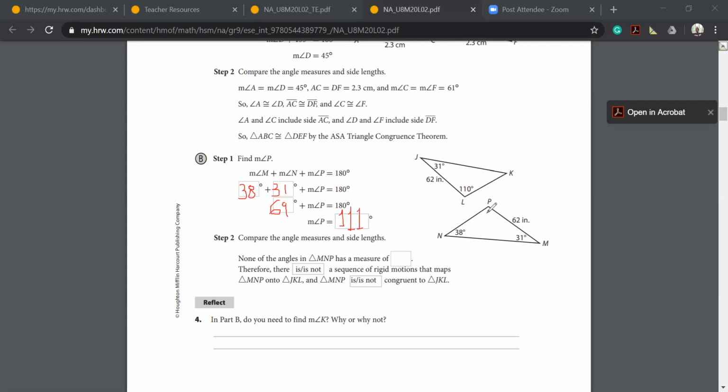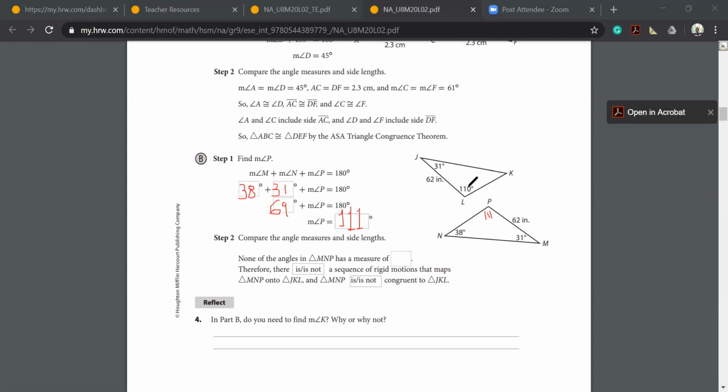So the angle here is 111. Okay, let's compare. Measure angle J is equal to measure angle M. The side included is equal to the side included. And is measure angle L equal to measure angle P? No, they aren't. They are not equal. Since they are not equal, are these two triangles congruent?